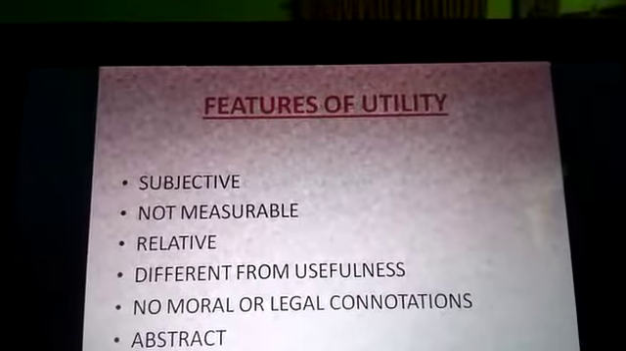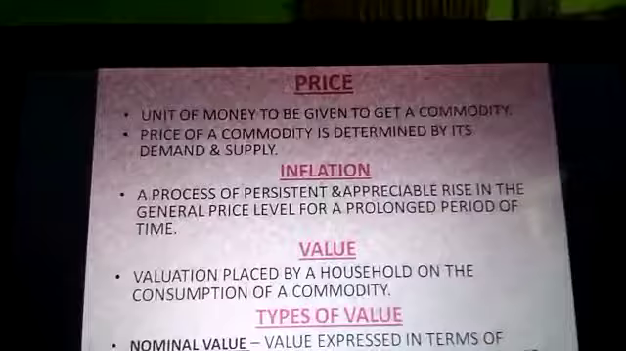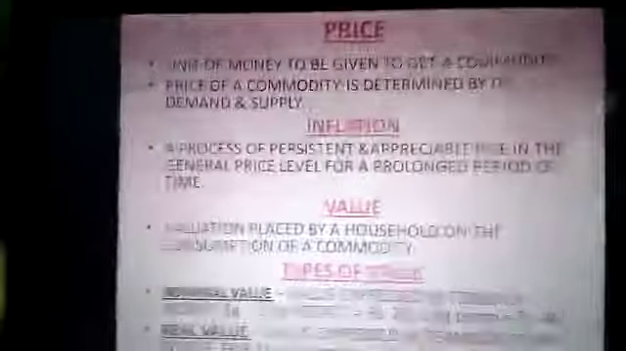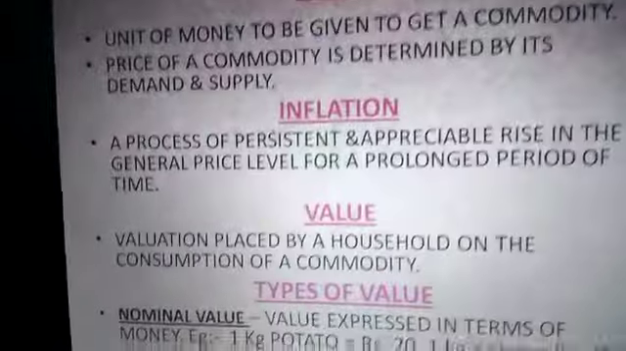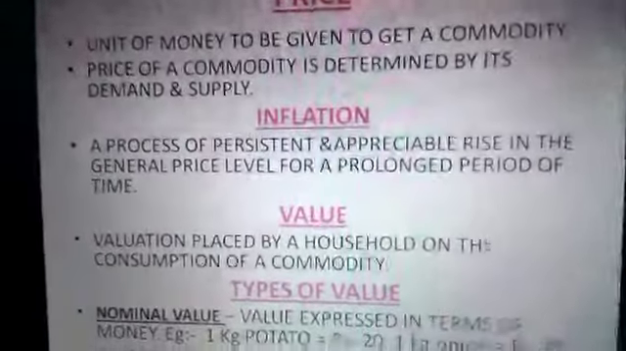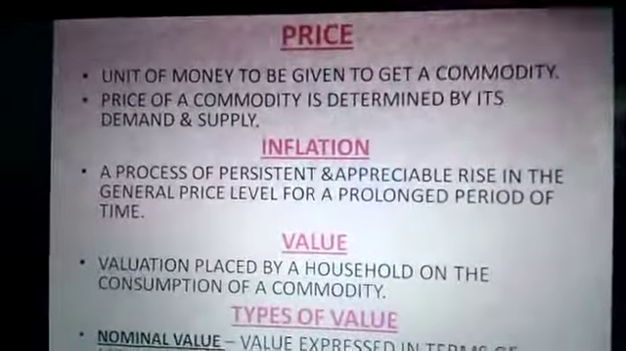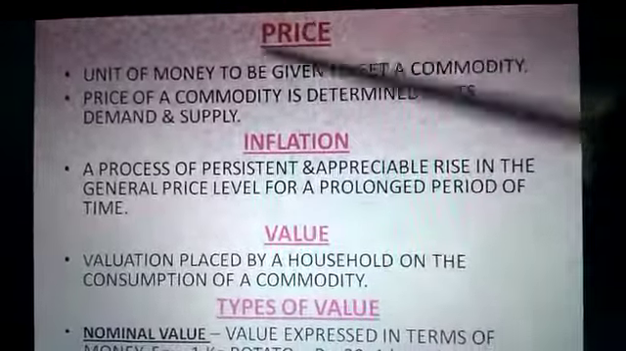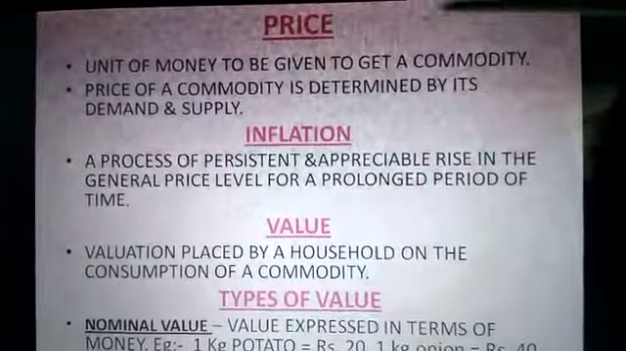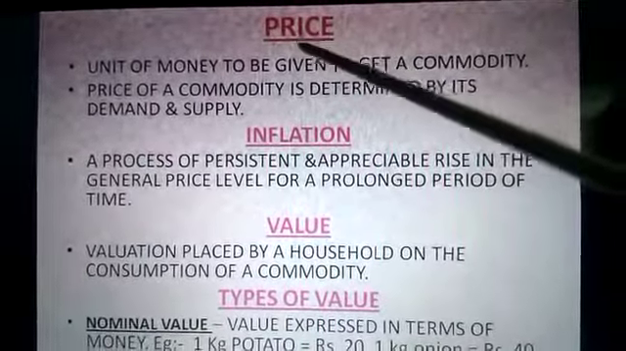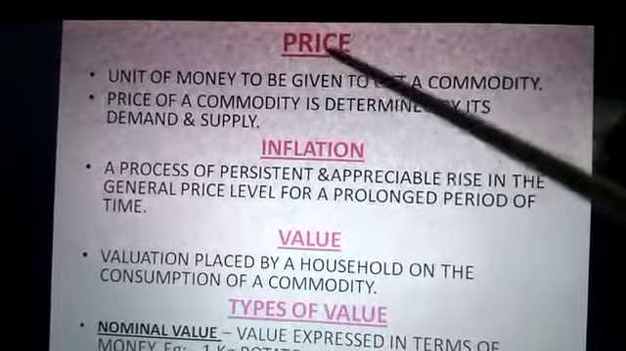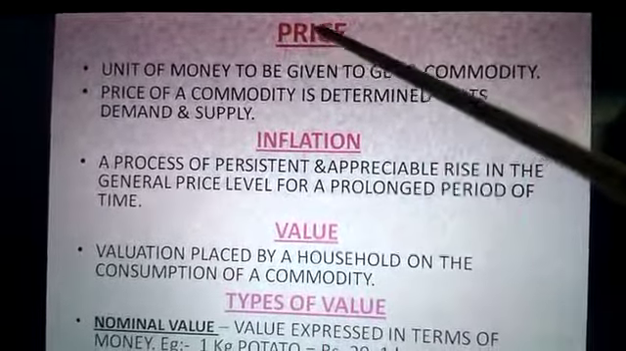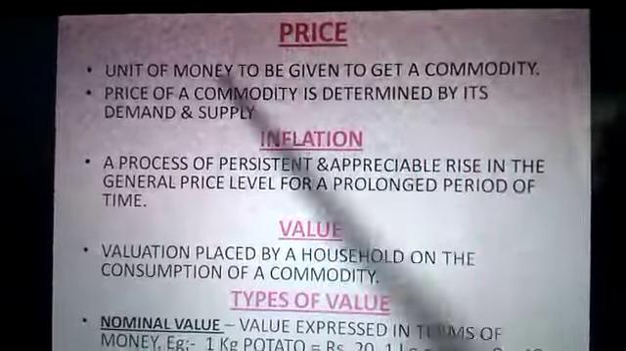Then moving on to the next slide, we have the concept of price of a commodity. Now you must have heard the term price. When you go to buy a commodity, you pay something for it. When you go to buy a pen, you pay something for it. That is known as price. That unit of money which we give to get a commodity is known as price. Now, we consume air also, but we don't pay a price for it. Why is that so?